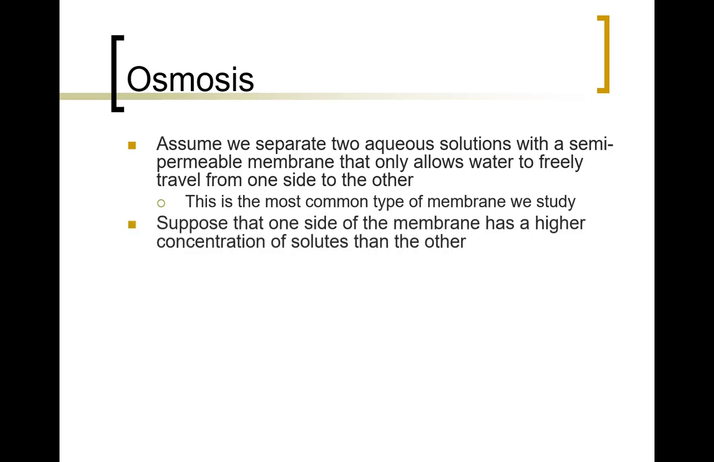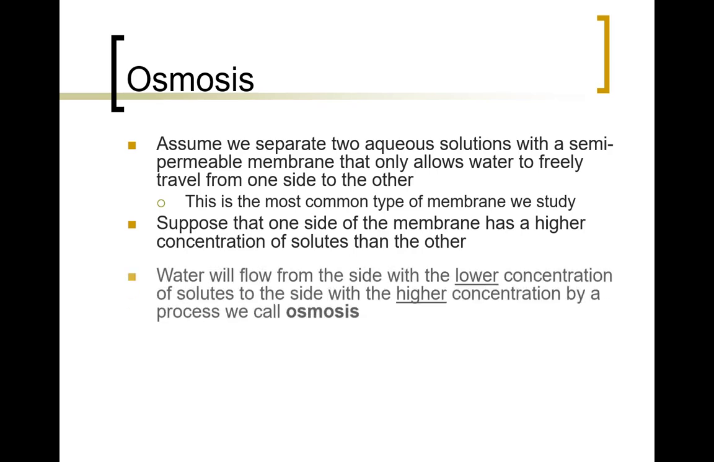Now let's say that we have an imbalance between those solutions. Let's say that one side of the membrane has a higher concentration of solutes than the other. For example, let's say that one side of the membrane has 1 molar sodium chloride solution in it, and the other side of the barrier, instead of having 1 molar sodium chloride, has 2 molar sodium chloride solution. So there's a difference in the concentration between the two solutions.